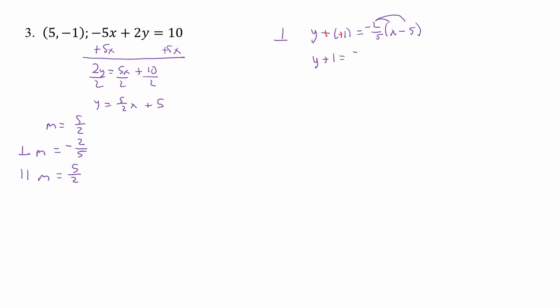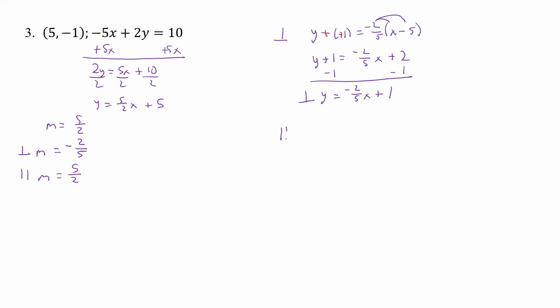Now we're just distributing like we have been. 2/5 x. Negative times negative is positive. 5 cancels and we're left with 2. Now we subtract 1. And we get y equals a negative 2/5 x plus 1. Okay, and so that's the line perpendicular to the other one.